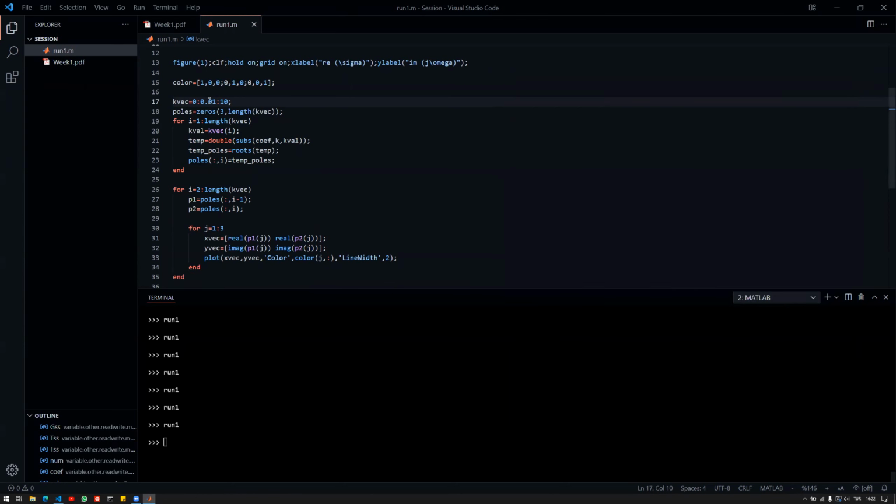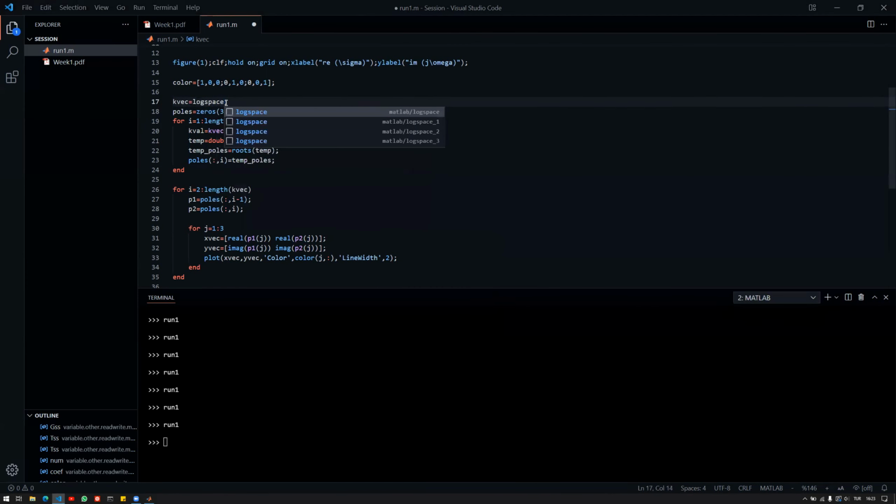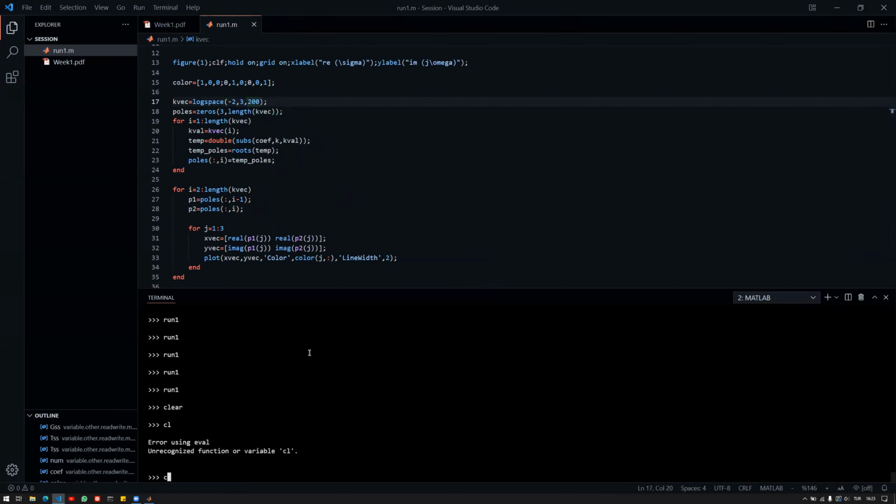So maybe using a linear step is not a good idea in this case, because I want to have precision in low gain values, but I want to cover also higher values. So maybe instead of using this vector, I might use logarithmic space, which means that I'm increasing my step size as I'm going through the elements. And I can also choose how many points I want to generate. So let's use 200 points, start with 0.01 and end up in 1000. So this might be a better way.